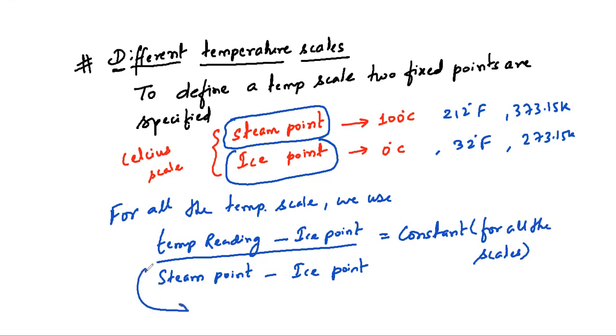So what is this called? This is called as thermometric scale identity. All right. So please note down till this point.